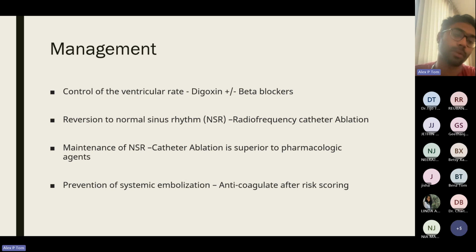A very important thing that you should remember is to anticoagulate these patients. So you need to consider giving them some long-term anticoagulation, because when the atria is not contracting properly, in all these atrial events, this could cause systemic embolization. The patient could end up with a stroke and things like that. So you need to remember to anticoagulate these patients after doing an anticoagulation risk scoring. We will come to the risk scoring when we speak about atrial fibrillation.